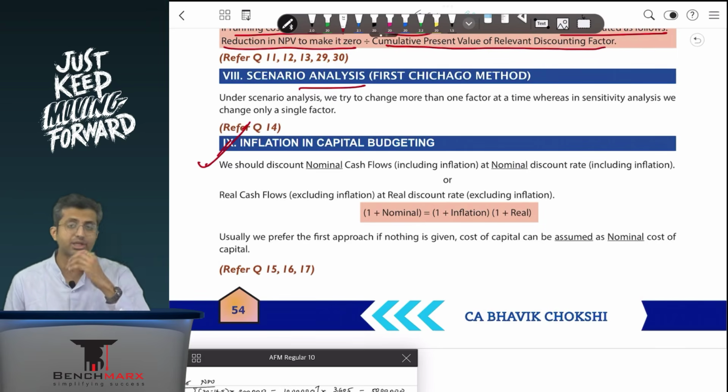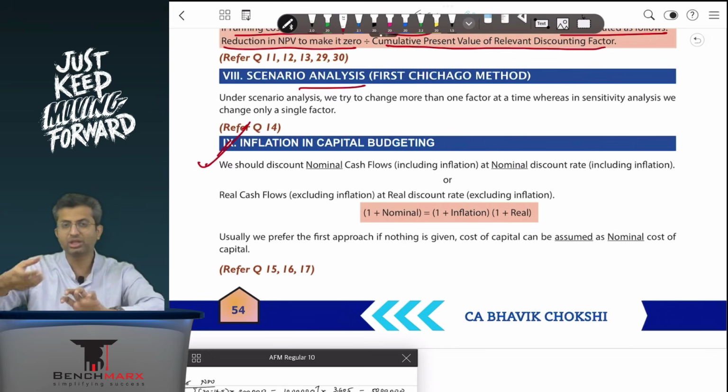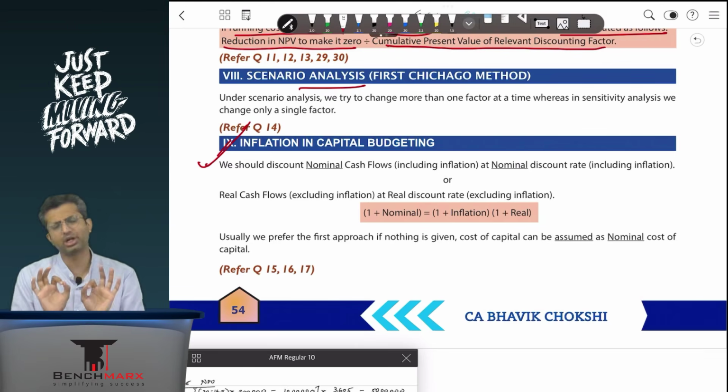So the rule over here is nominal cash flows should be discounted at nominal rate, real cash flows should be discounted at real rate. In the exam, you can do whatever is comfortable, though I personally prefer that if nothing is given, you convert the cash flows into nominal, including the effect of inflation, and then discount rate also including the effect of inflation, and then solve. It is generally a better approach in practice. But though real cash flows discounted at real rate will also work.